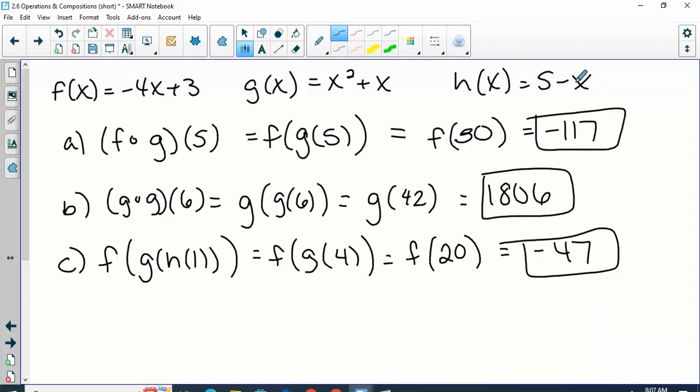So 1 into h, 5 minus 1 is 4. Then you have to put the 4 into g, 4 squared is 16 plus 4 is 20. And then you put the 20 into f, which is definitely not negative 47. I was like, negative 80 plus 3.